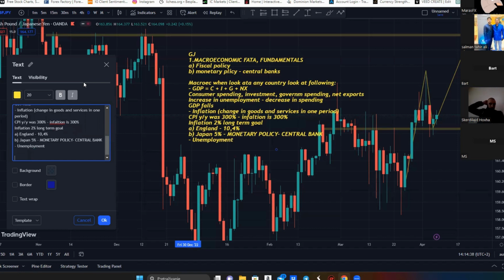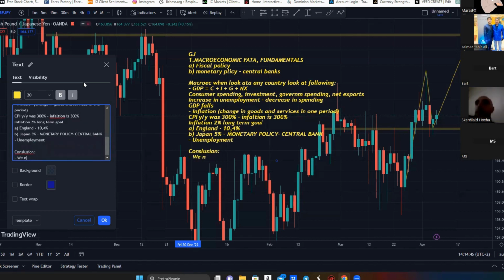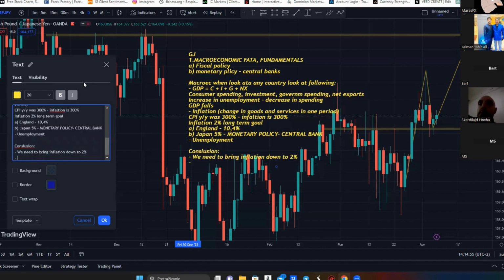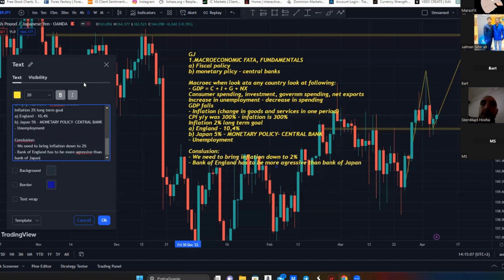Now, what do you have as a conclusion? The conclusion is the following. We need to bring inflation down to 2%. To get inflation down to 2%, the Bank of England has to be more aggressive than the Bank of Japan. Is it clear? Because the Bank of England has 10.5% inflation and the Bank of Japan has only 4 or 5%. So how can we check if we are right?